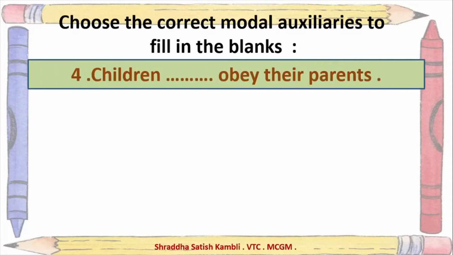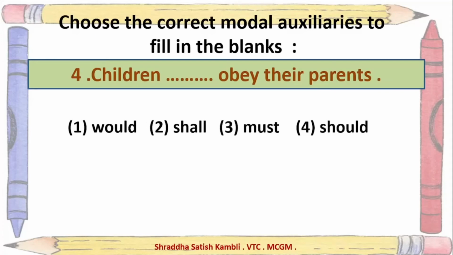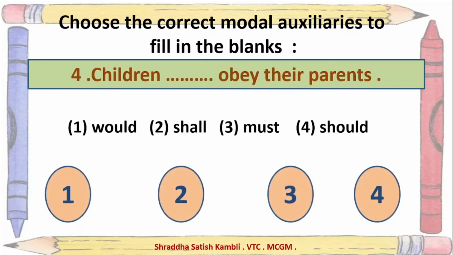Okay, coming to the next one. Children dash obey their parents. Children would obey their parents. Children shall obey their parents. Children must obey their parents, or children should obey their parents. What do you think the right one is? As much as we want to think that it could be must, but the answer is should. Why? Because when we say must, it becomes a compulsion. If you don't do it, you might be punished also. But here we are saying children should obey their parents because we are giving it as a kind of advice. Okay, it is a moral duty to obey our parents.